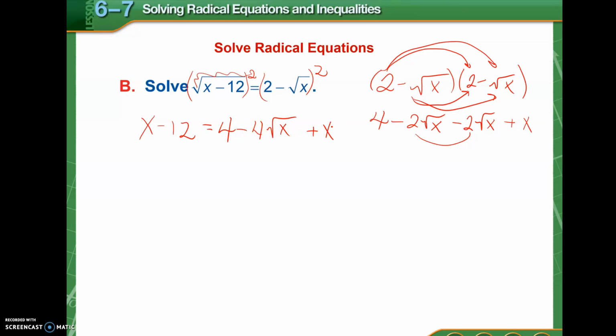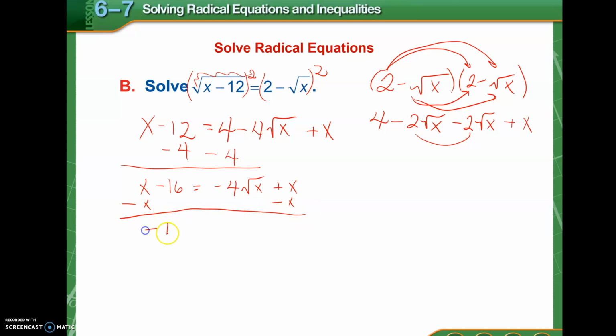And then I'm going to start that whole process again of getting that radical by itself. So I'm going to move everything over this way. I'll subtract the 4 from the 12, and I get x minus 16 equals negative 4 square root of x plus x. Subtract the x, and I get negative 16 equals negative 4 square root of x, and then divide by negative 4. So I get 4 equals square root of x.